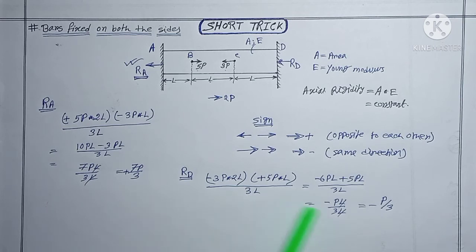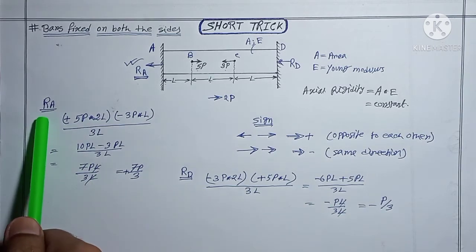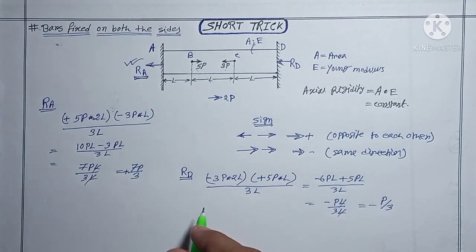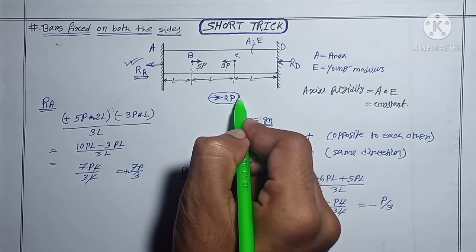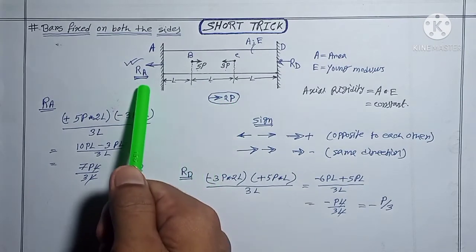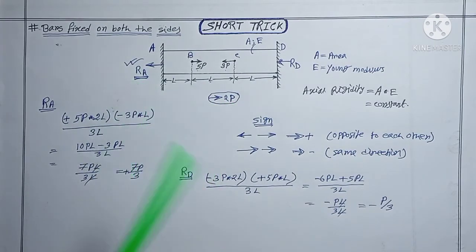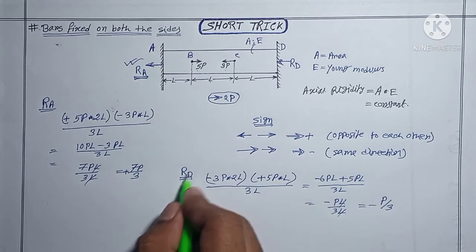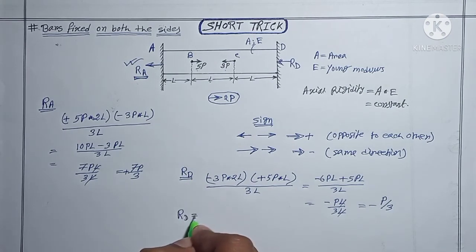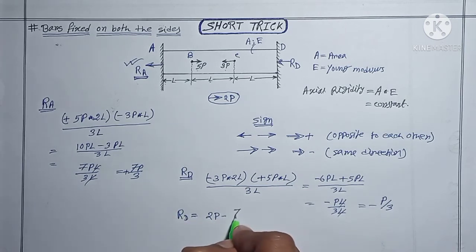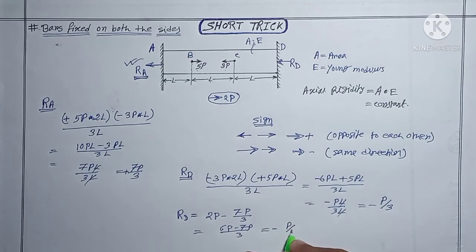This is one procedure you can use to find this RD after finding RA. Otherwise, how can you find it? You know the resultant force acting towards the right is 2P and RA acts towards the left. So if you want to find RD, you can find it by following this procedure also. If you subtract this RA from this resultant, then also you will get the answer. 6P minus 7P by 3, so you get minus P by 3, either this way or that way.